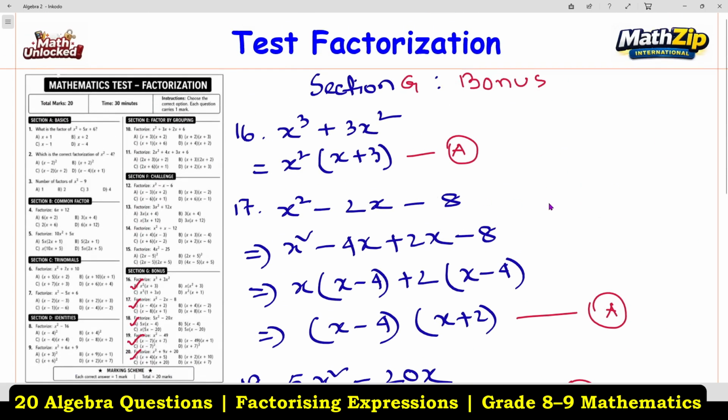So finally, we have completed section G. It means 1 to 20 we have finished. And if you fairly write, the time is 30 minutes, but you can solve this one maximum 20 minutes.